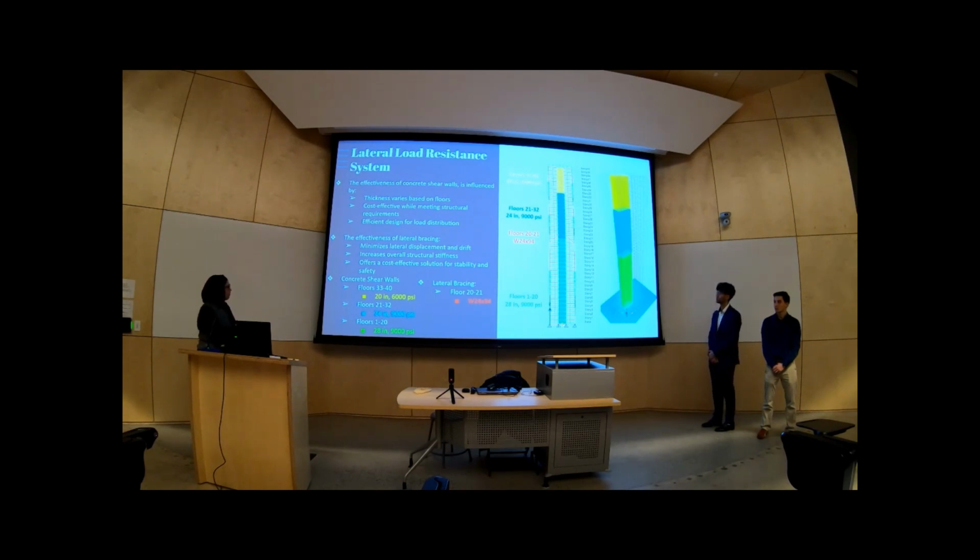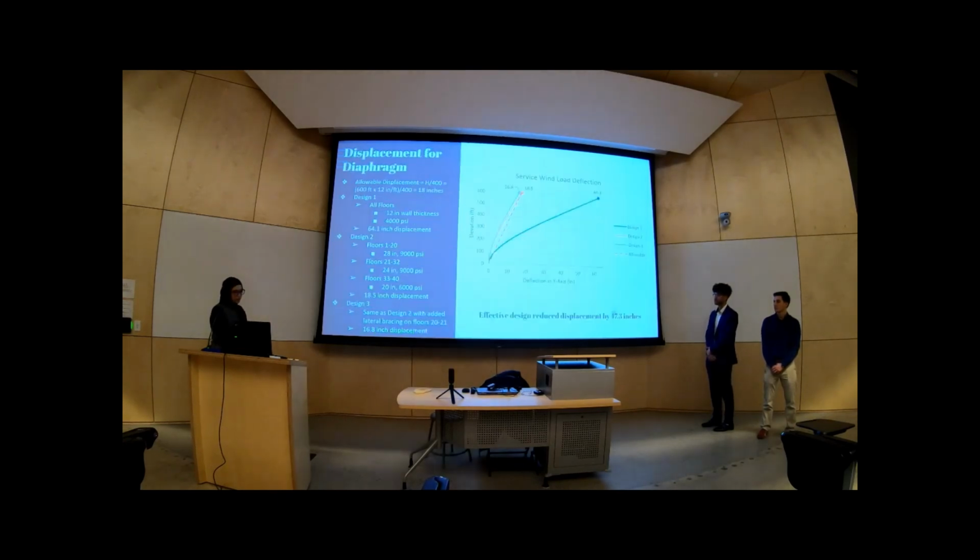So for floors 1 through 20, we used a 28-inch wall and 9,000 PSI strength concrete. For floors 21 through 32, it's a 24-inch wall with a strength of 9,000 PSI. And for floors 33 through 40, it's a 20-inch wall and a strength of 6,000 PSI, as well as lateral bracing on floors 20 to 21, and that size is W24 by 94. We did make the thickest walls with the highest strength on the bottom because it will have higher loads.